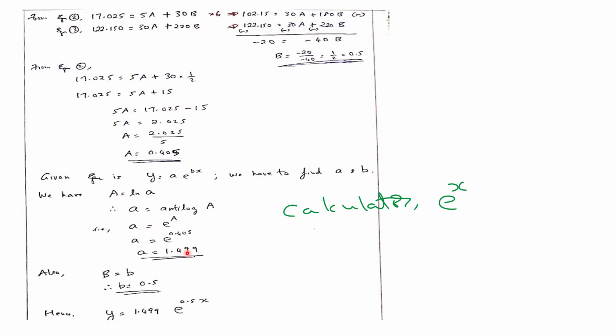And what is capital B? We have shown earlier that capital B is equal to small b. Therefore, small b is equal to how much? Same as capital B, that is 0.5. You don't have to do anything. So finally, the equation becomes like this. y is equal to a into e to the power bx. You substitute that. a is 1.499. b is 0.5. So that completes the problem.